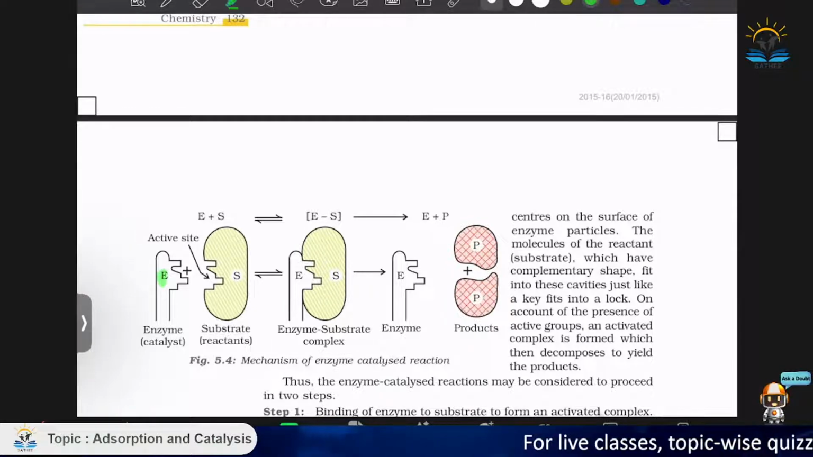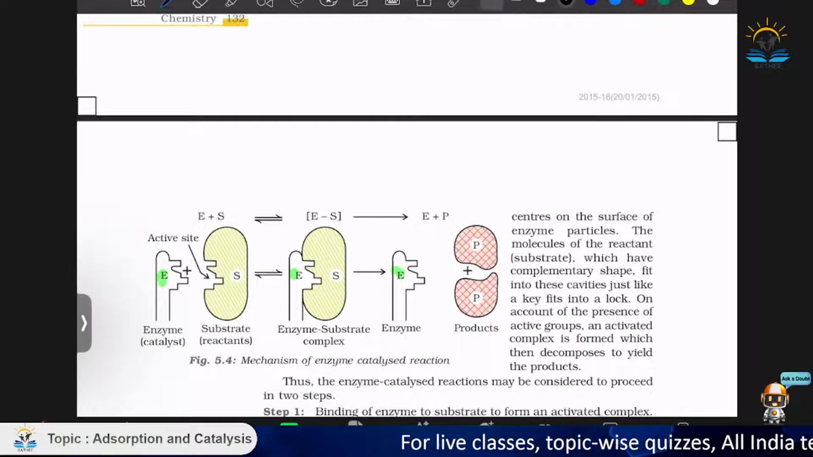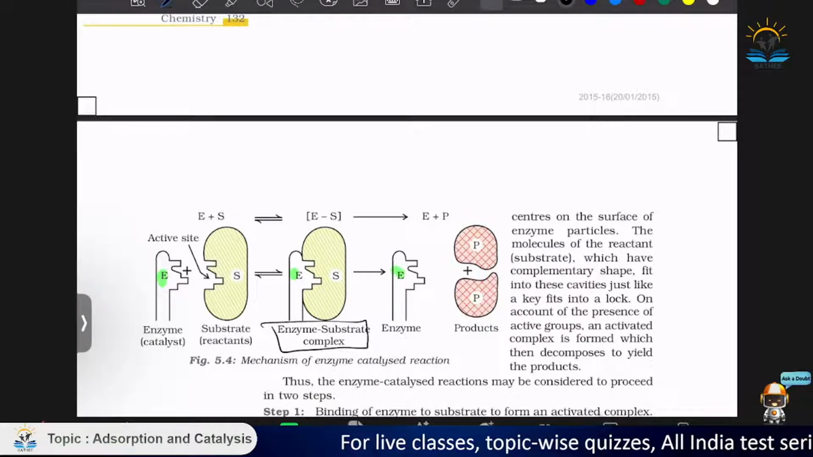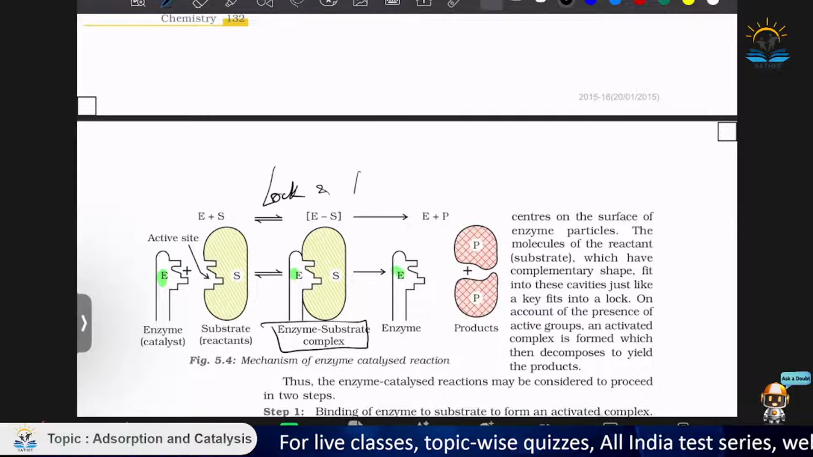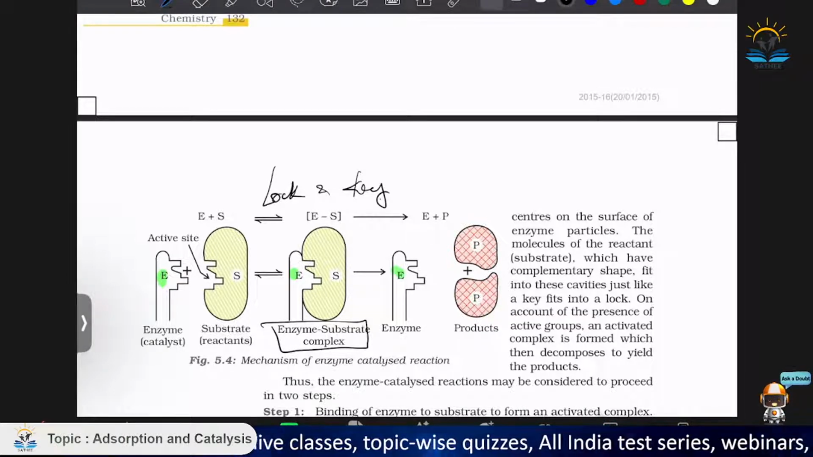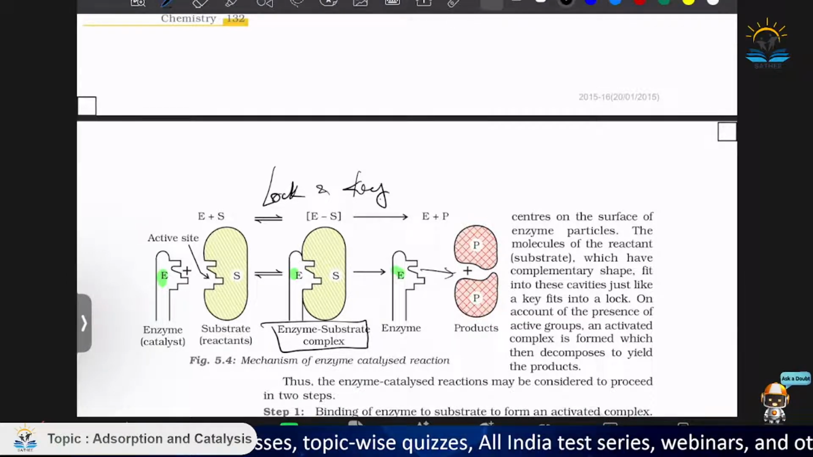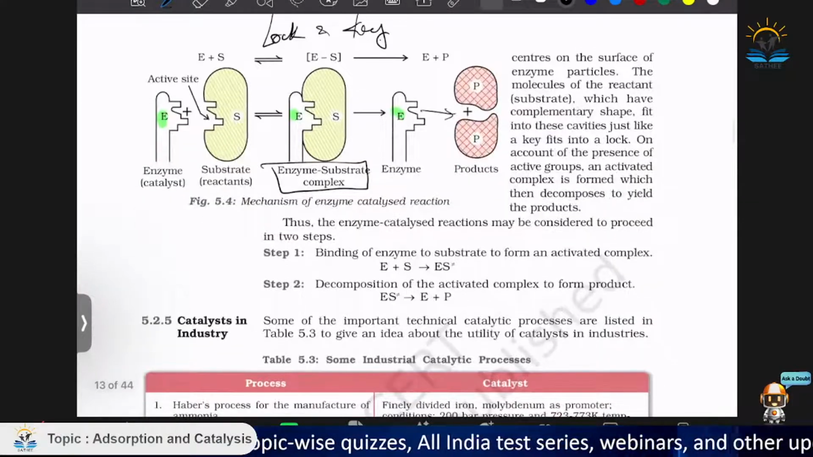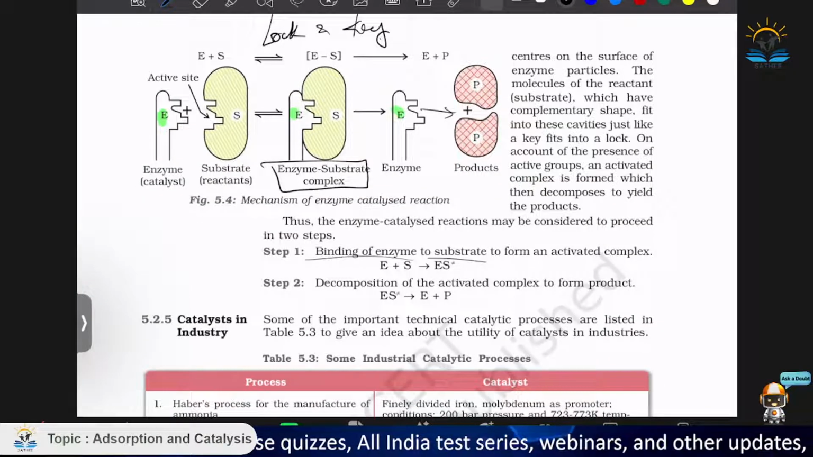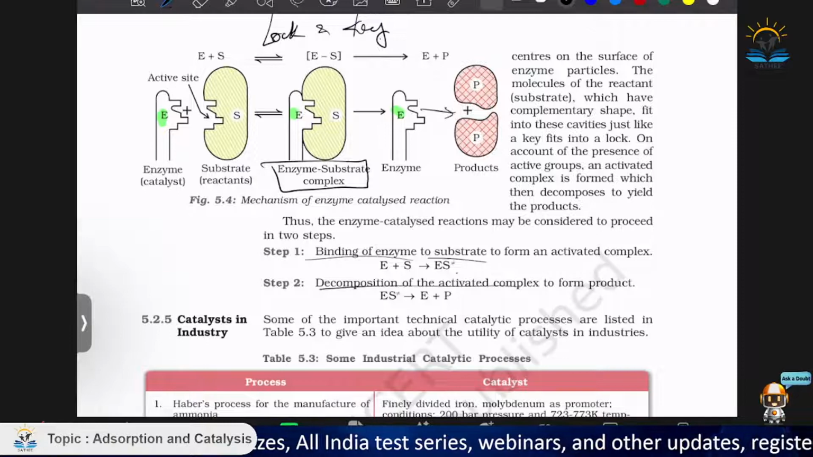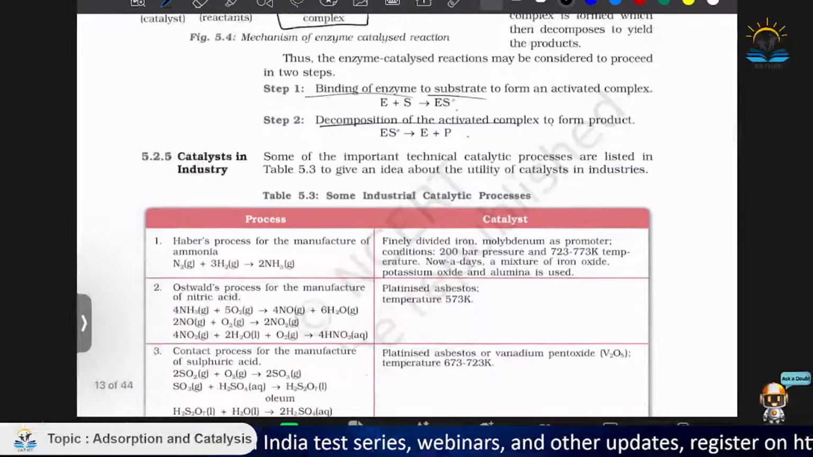This is the enzyme with E. We have the substrate. Substrate fits into the enzyme. Okay, lock and key concept. Substrate fits into the enzyme. Enzyme breaks the substrate into products. So yeah, binding of enzyme to substrate, enzyme substrate complex, decomposition to form enzyme and product.